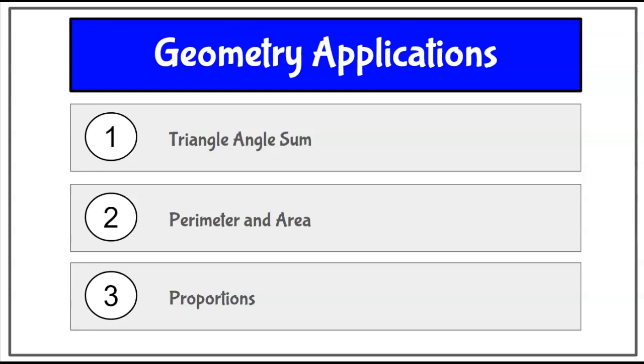In this video, we're going to talk about some geometry applications and we're going to talk about proportions, which isn't really geometry, but we're going to talk about it anyway. So the first example will be a triangle angle sum kind of problem. The second two examples will be perimeter and area, and then for our final example, I will demonstrate a proportion.